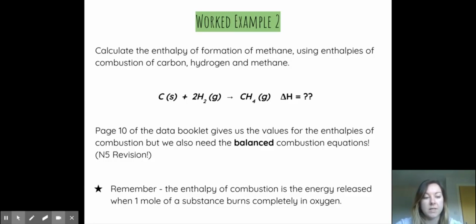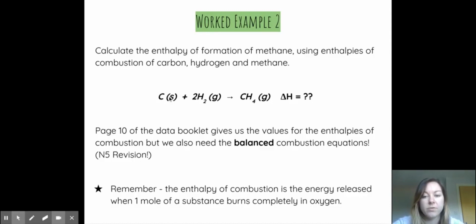Now that, like I said a wee second ago, is a National 5 outcome. So if you need practice at this, then now is your opportunity. Remember, the enthalpy of combustion is the energy released when 1 mole of a substance burns completely in oxygen. So all you have to do to write these combustion equations is take each substance in turn, react it with oxygen, and write the products on the other side.